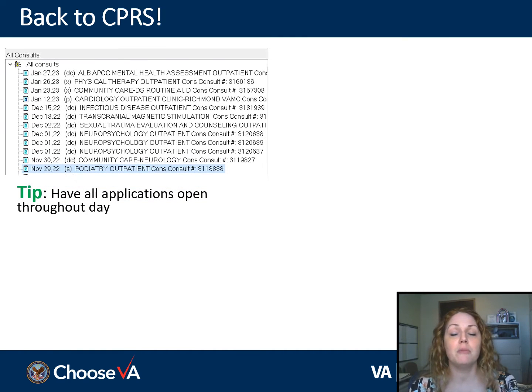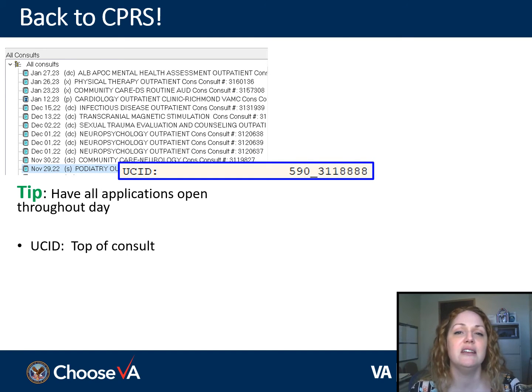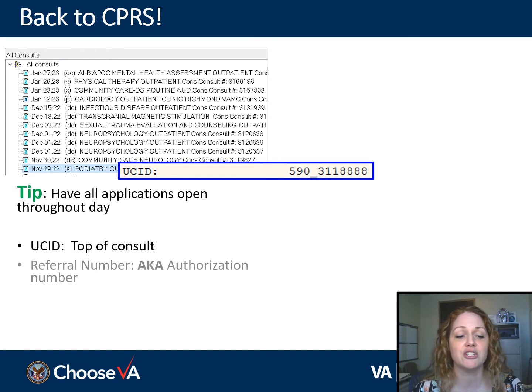Now, when you pull up consults in CPRS and you go into the consults tab, you'll either have learned about this already or you'll be learning about it later. But when you pull up the consults tab, you will click on a consult to highlight it in blue, and then over on the right-hand side of the screen, you will see all of the consult information. Now, the UCID or unique consult ID will be up near the top of that consult information.